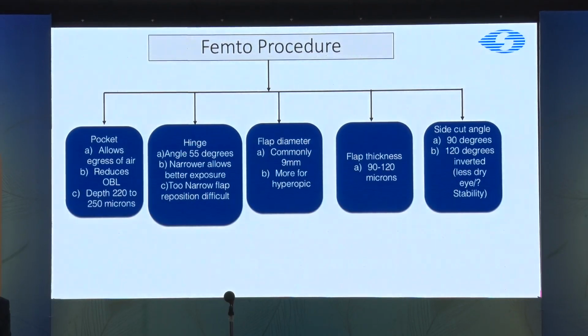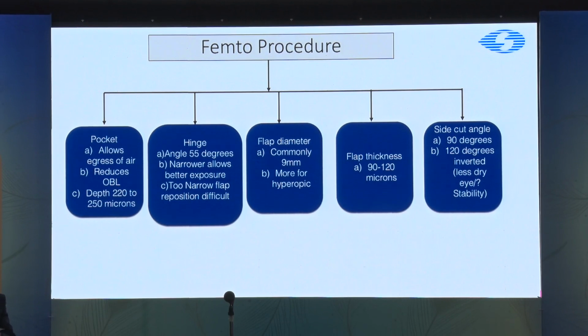So why do we keep these settings? The pocket, as I said, allows egress of air. It reduces the OBL, and generally the pocket, what we have to remember, is at a depth of 220 to 250 microns. It's a little bit deeper than the flap. That's because we want the bubbles to escape into the deeper layers of the cornea, where the collagen is not as tightly packed. The hinge angle is about 55 degrees, between 45 and 55.